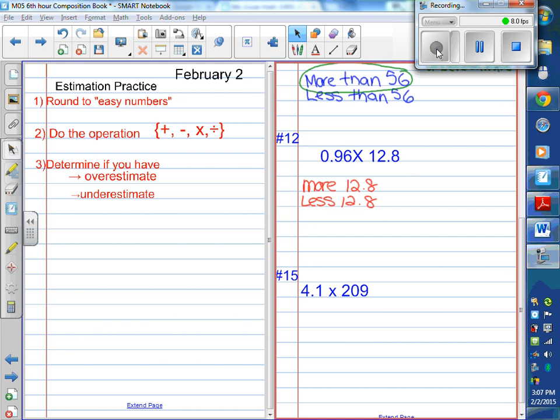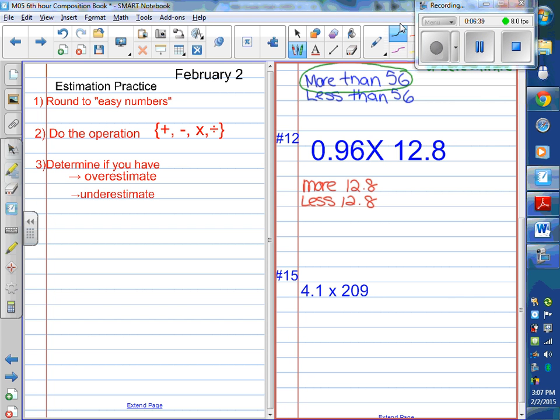Okay. When you look at number 12 on your worksheet, it's this problem, 96 hundredths times 12.8. So Kate, what are you going to do and why? Oh, I think it's less. You think the answer is less than 12.8? Because if you rounded it up, it would actually be exactly 12.8. Okay.